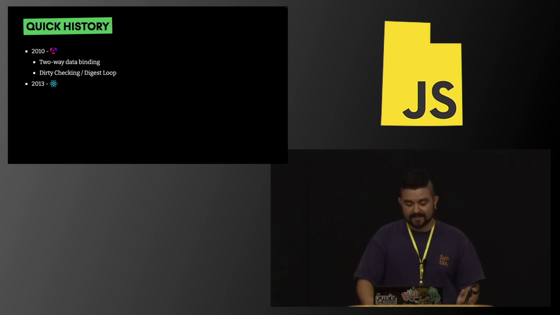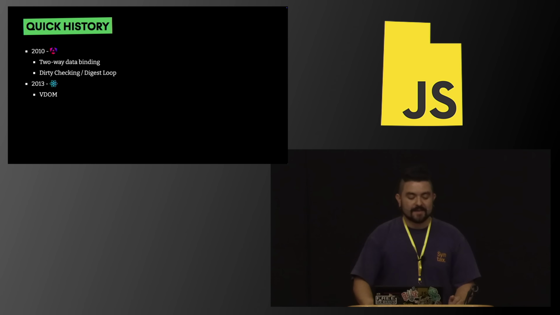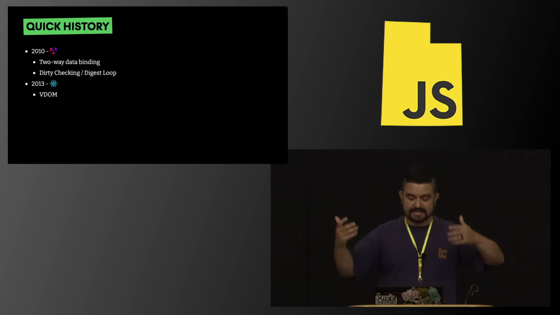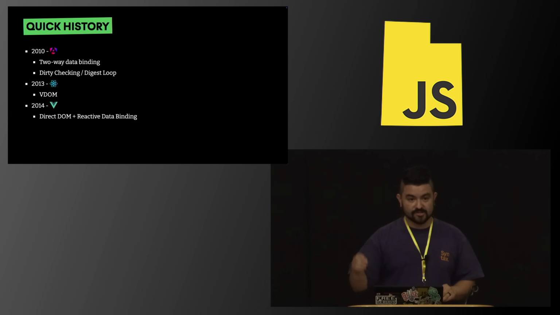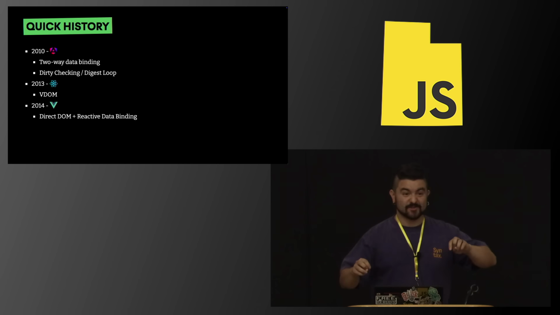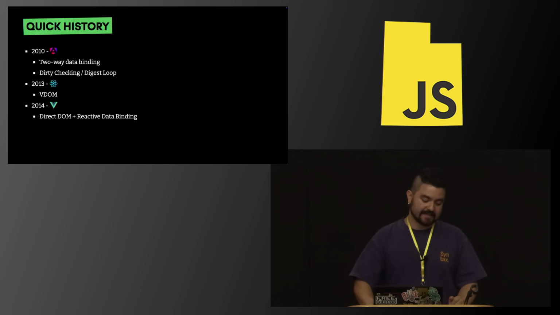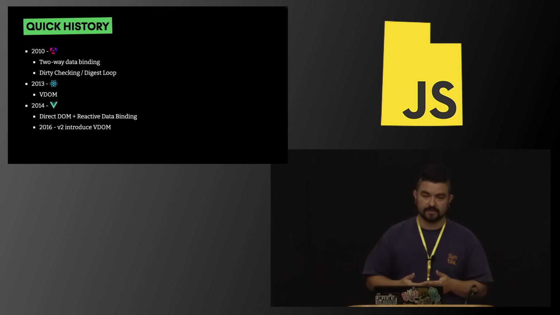And then in 2013, React came out, and it brought the virtual DOM, which we kind of talked about at the beginning. Basically, you write code that produces virtual DOM trees, and then behind the scenes, those get diffed to actually update the UI. In 2014, Vue.js was released, and Vue.js version 1 actually did direct DOM manipulation with reactive data binding. So they were like 10, 11 years ahead of their time, because in version 1, that's actually how it worked. But in 2016, they released version 2, and they actually switched to a virtual DOM.